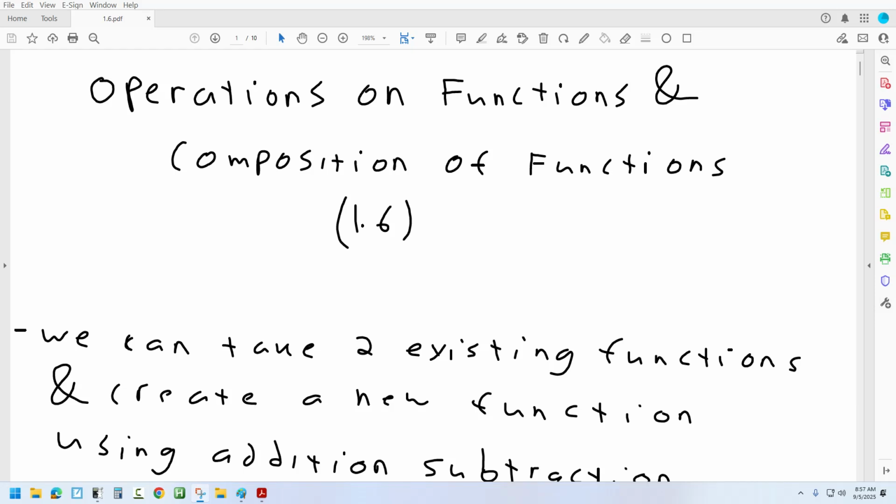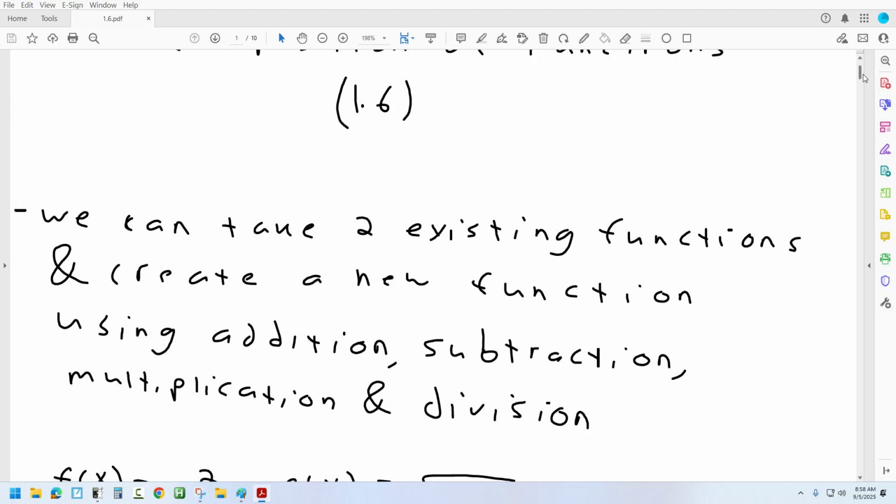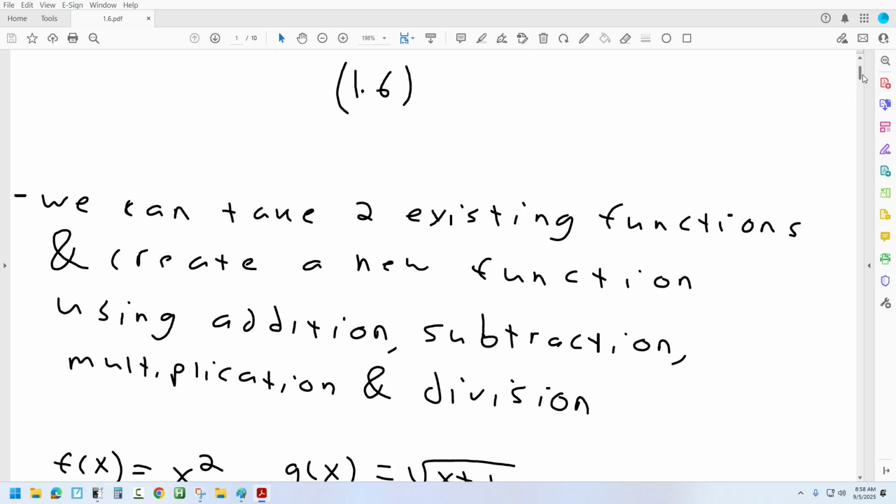All right, so we are going to finish up chapter 1 looking at section 1.6. So we're still looking at functions. That's pretty much a lot of what we've done in chapter 1. But now we're going to look at how we can take two functions that we have, combine them together in some way to make a new one. And the first way that we're going to look at combining functions together to create a new function is just using addition, subtraction, multiplication, and division.